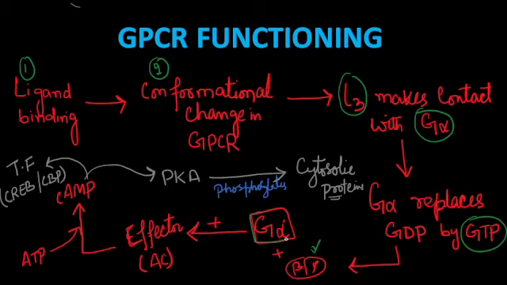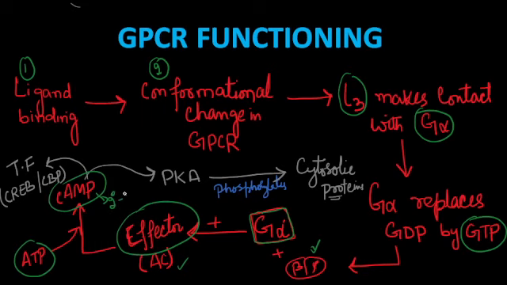Now this separated G alpha is going to activate the effector molecule. Say for example, in our case it is adenyl cyclase. Now this adenyl cyclase, upon activation, will convert ATP into cyclic AMP. Now cyclic AMP will act as a secondary messenger. Now this cyclic AMP is going to recruit protein kinase A.